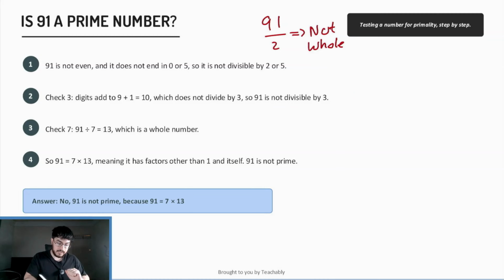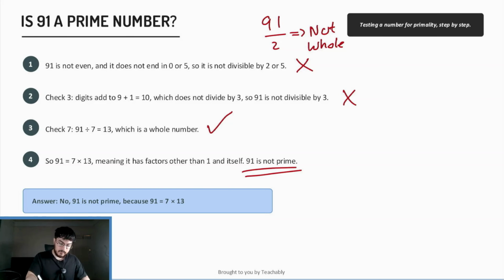So it's failed this box. I'll put a cross there to show that it's failed. It's failed this one as well. And then we can also check 7. So 91 divided by 7 is 13, which is a whole number. Because it's passed this test, we say that 91 can be written as 7 times 13, meaning it has factors other than 1 and itself, so therefore 91 is not prime.